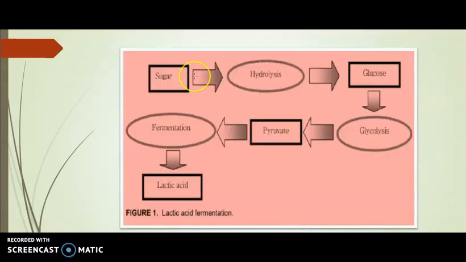lactic acid. And this flowchart shows the normal lactic acid fermentation. The sugar is hydrolyzed to glucose and undergoes glycolysis to produce pyruvate, and pyruvate undergoes fermentation to produce lactic acid.